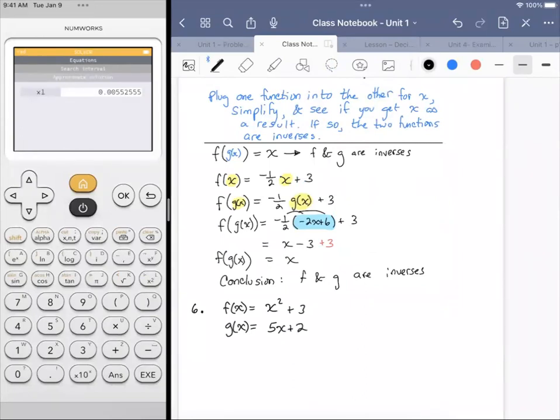All right, so what I would do is determine what f of g of x is. So f of g of x is what I'm going to get if I replace every x in the original f function with whatever g of x is. All right, so I'm getting f of g of x is equal to g of x squared plus 3.